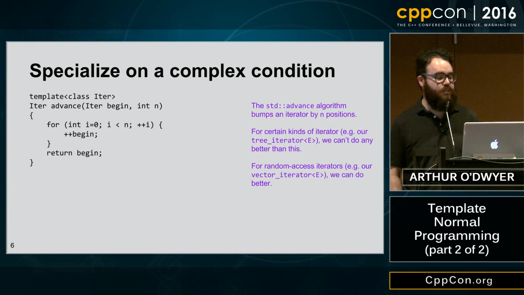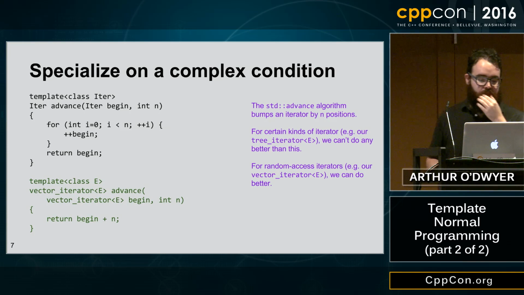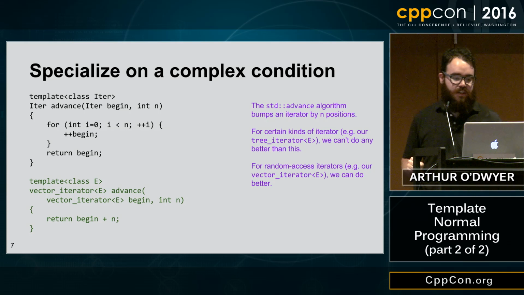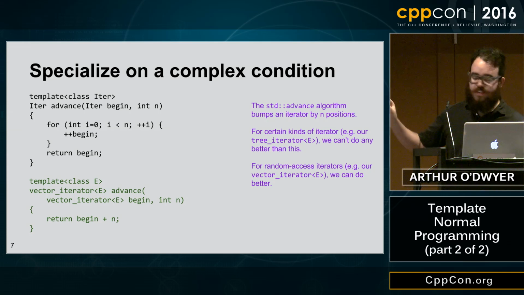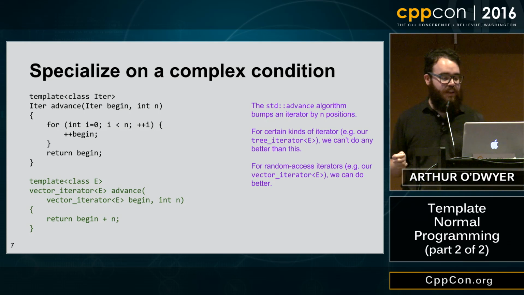It just calls n times. For random access iterators, we can actually do better. We could write something like this. This is specialized for vector iterators, where it takes a vector iterator of some element type. And in that case, it's just going to return begin plus n.